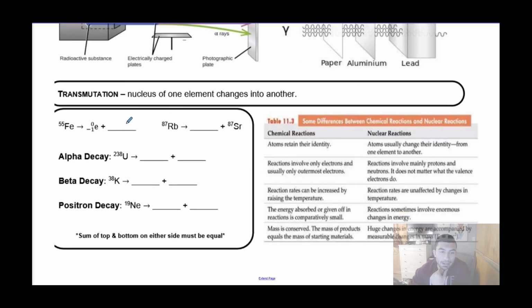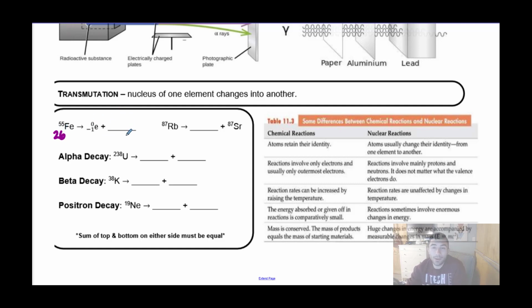If we were going to write a nuclear reaction for a decay, this iron-55 is undergoing beta decay. And what we should do is have a periodic table handy for us to use. I'm going to grab mine here. Iron-55, that's the specific isotope. We're going to need the atomic number of iron, which is 26.